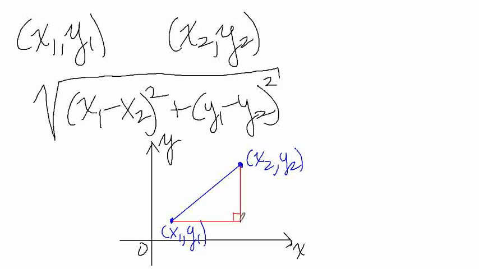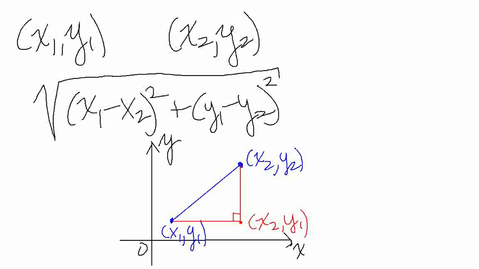So think about what the coordinates of the vertex of the triangle, the vertex that corresponds to the right angle, are. I hope you can see that the coordinates of that vertex would be x2 and y1. All right? Now, furthermore, can you spend a few seconds and determine what the lengths of the 2 legs are?